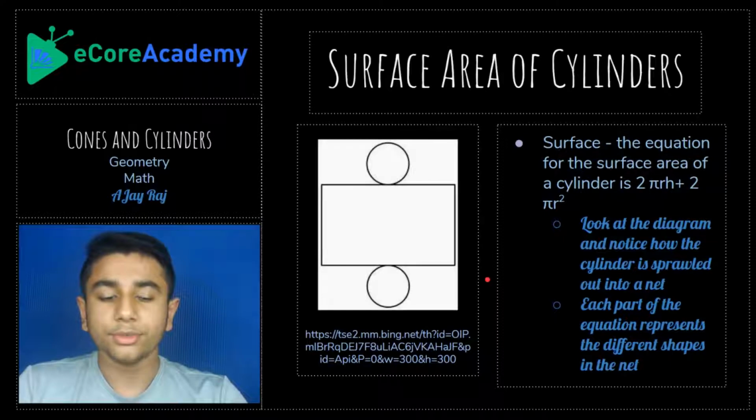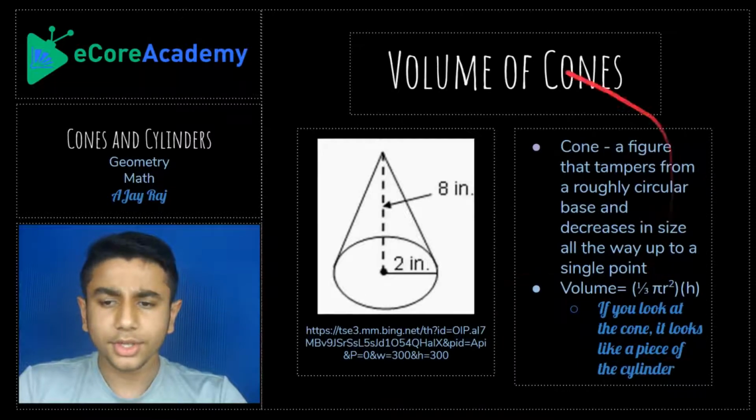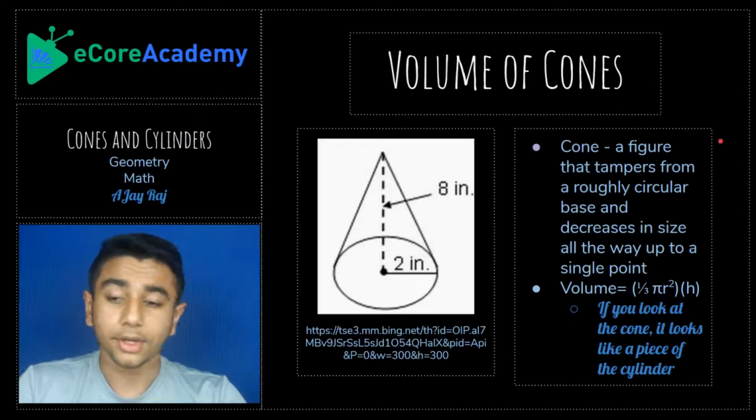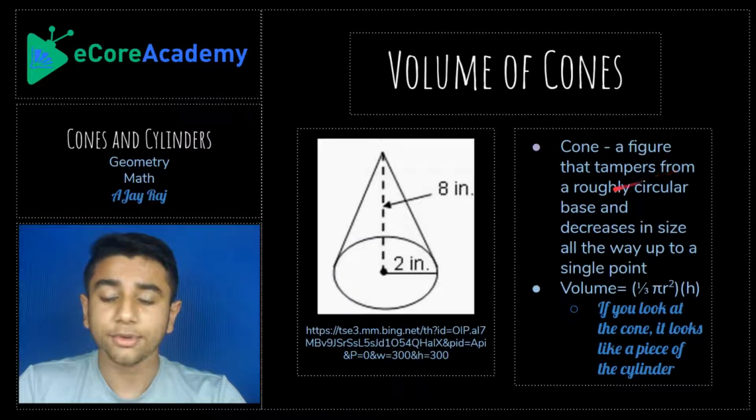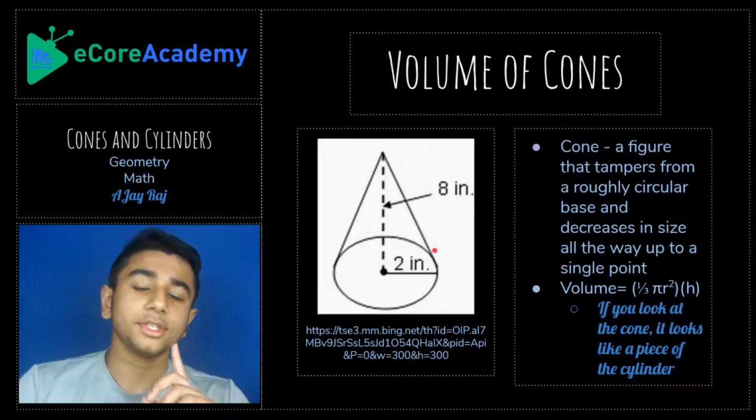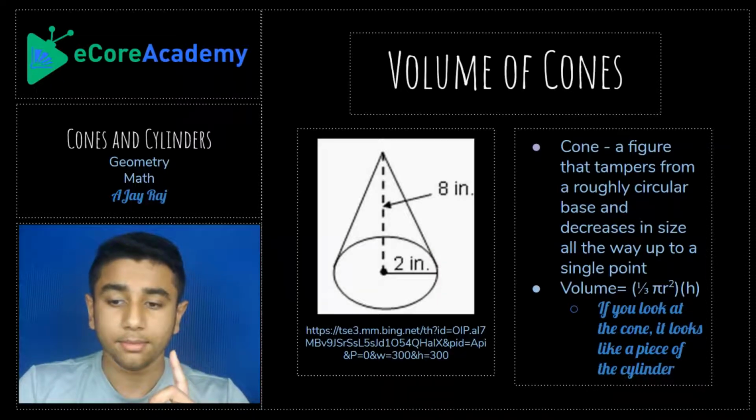So let's move on to cones now. Let's look at the volume of cones. And before we do that, let's look at the definition of a cone. A cone is a figure that tapers from a roughly circular base and decreases in size all the way up to a single point. So it's kind of like a cylinder, and that's important because cones and cylinders do actually have a very unique likeness with each other.